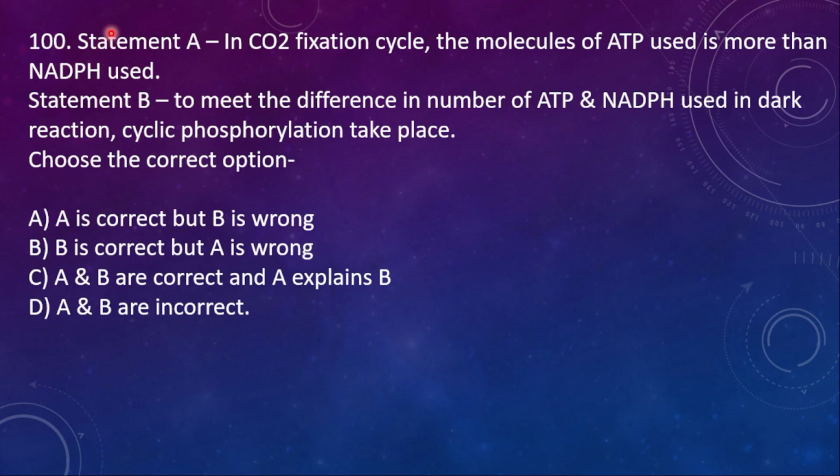100. The centuryth question. Statement A: In CO2 fixation cycle, the molecules of ATP used are more than NADPH used. Statement B: To meet the difference in number of ATP and NADPH used in dark reaction, cyclic phosphorylation takes place. Choose the correct option. Here the correct option is: A and B are correct, and A explains B.